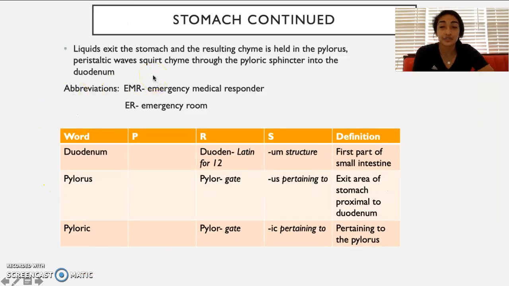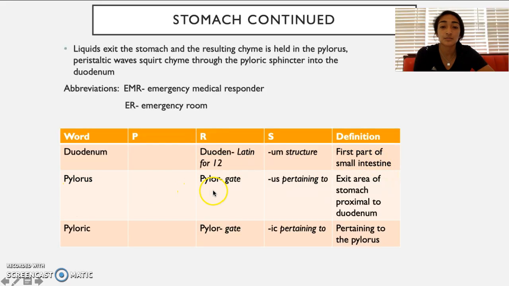The stomach continued. Liquids exit the stomach and the resulting chyme is held in the pylorus. Peristaltic waves squirt chyme through the pyloric sphincter into the duodenum. And some of the words associated with this section broken down. The word duodenum, the root duoden, which is Latin for 12, and the suffix which means structure. The definition, the first part of the small intestine.